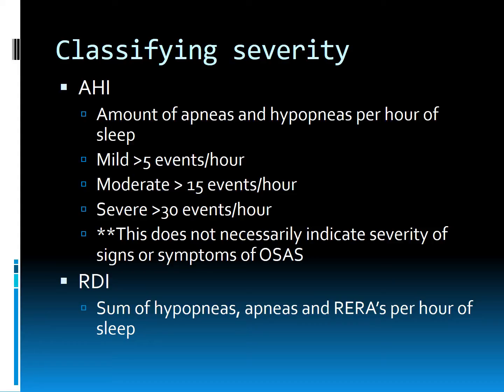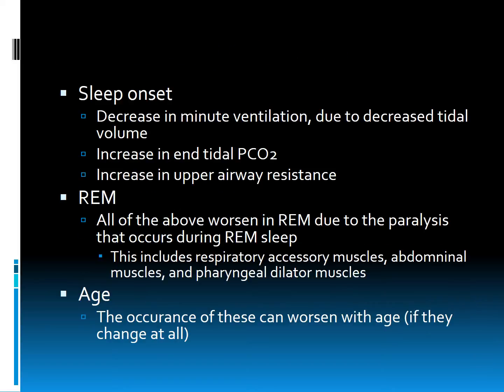The AHI is considered more significant and the defining measure for treatment, whereas RDI, those who have worked in sleep recognize that RERAs are a problem and they can cause excessive daytime sleepiness. However, that hasn't become a standard of measure for insurance companies as of yet. Okay, let's go on to our next slide.